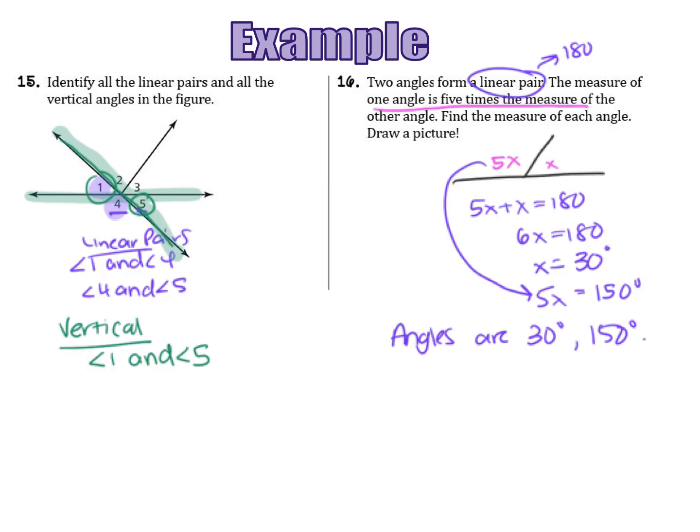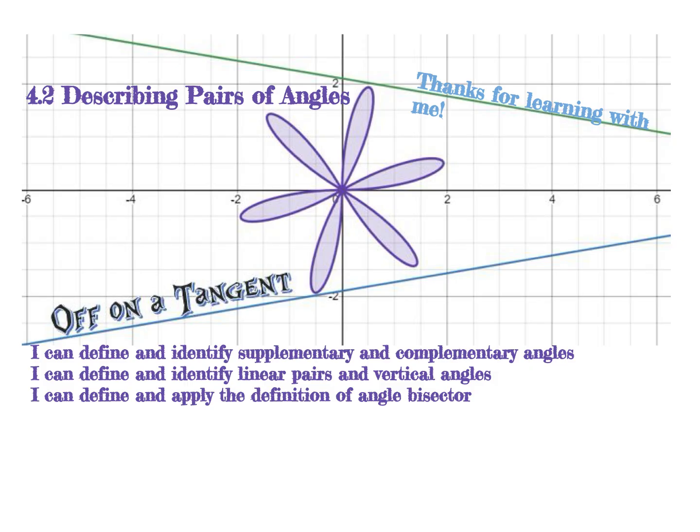Let's go ahead and wrap up this video. In this video, we focused on defining different relationships between angles: supplementary, complementary, linear pairs, and vertical angles. And then we identified those types of angles and their relationships from diagrams, and we used given information to solve for angles using those vocabulary terms.